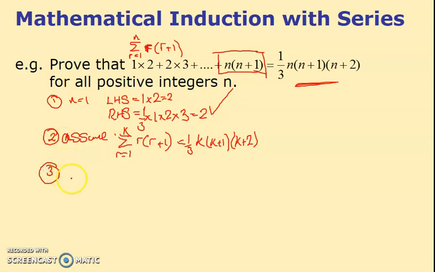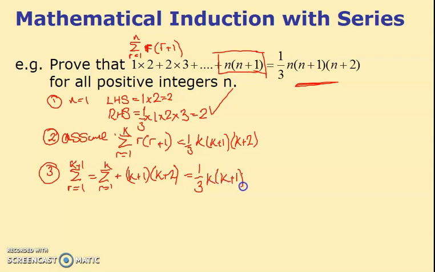Now hopefully you're sussing they're all the same really. So here we are saying the sum from r equals 1 to k plus 1 is again the sum from r equals 1 to k plus our extra term. And our extra term will be the left hand side term, k plus 1 times k plus 2, when I substitute the k plus 1 in for the n. And what's that equal? Well, the first bit is a third k plus 1, k plus 2, I'll try not to make a mistake this time, plus this k plus 1, k plus 2.